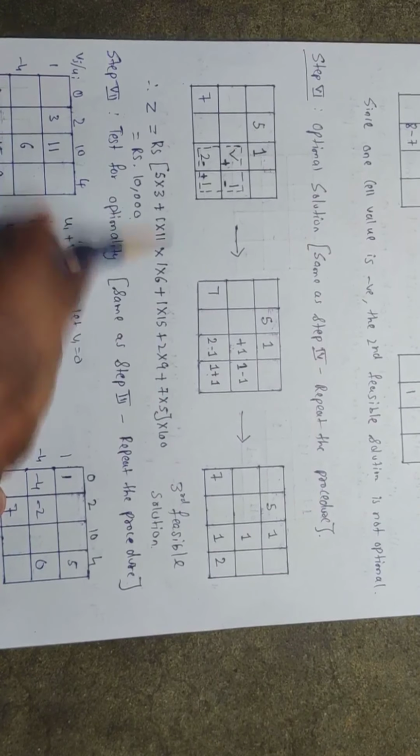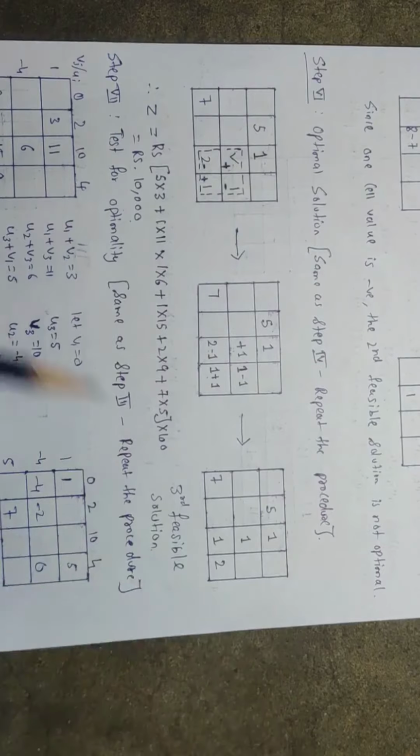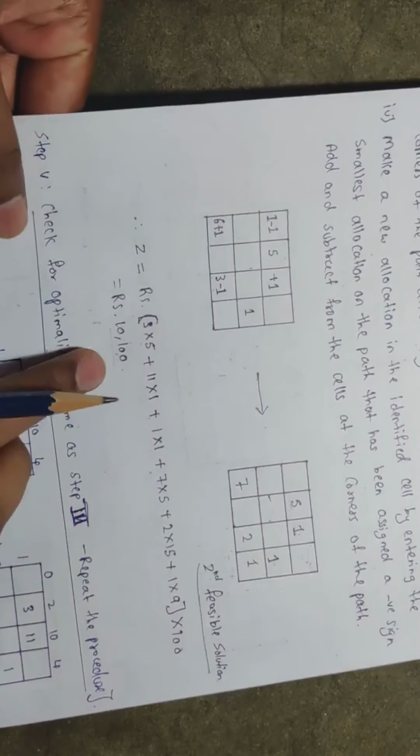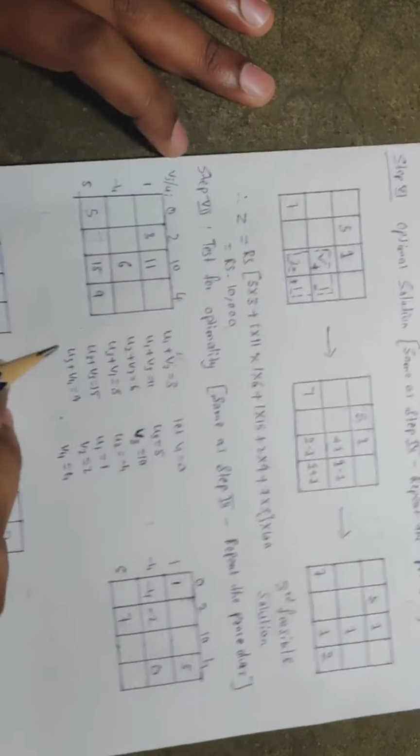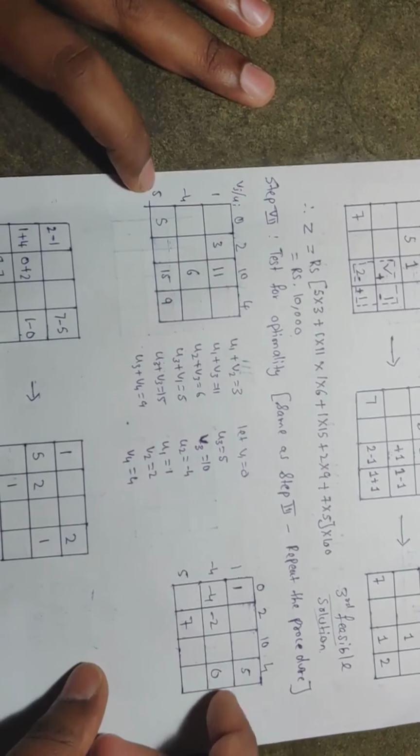10,000 rupees. So earlier for the second feasible solution I was getting how much? 10,100 rupees, and now I'm getting 10,000 rupees. So which one is the best solution? Of course now this is the best feasible solution. So I noted this as the third feasible solution. Now go for the test for optimality.